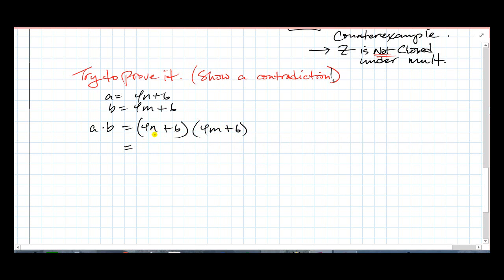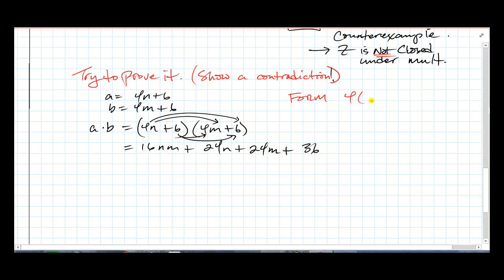So let's multiply them together. So 16nm plus 24n plus 24m plus 36. Now remember the form. So let me put this in red. The form of any number in that set is 4 times the natural plus 6. That's your form. Okay, so I'm going to highlight that. I have to show that this is in the same form.